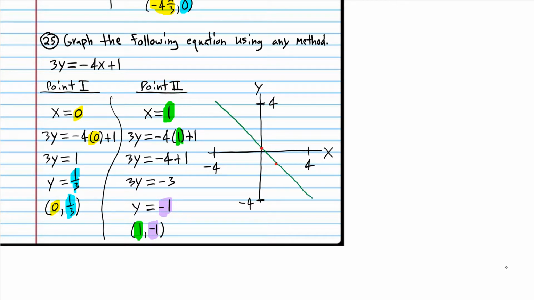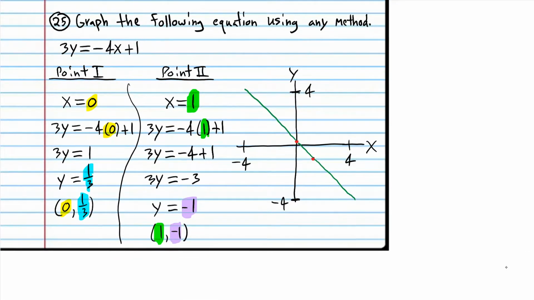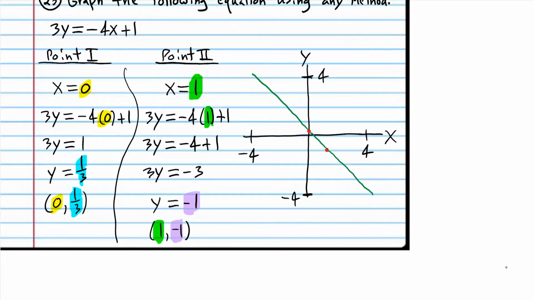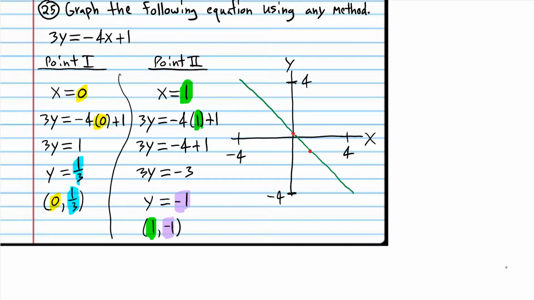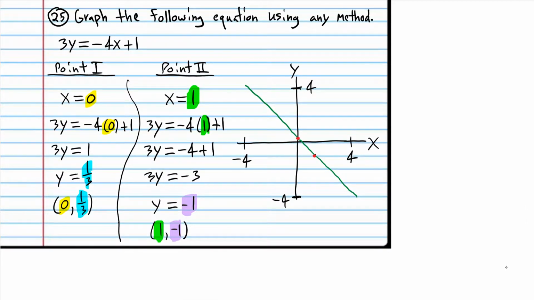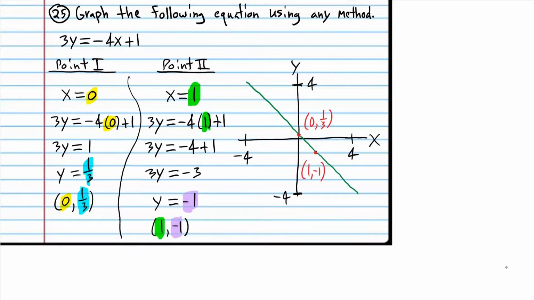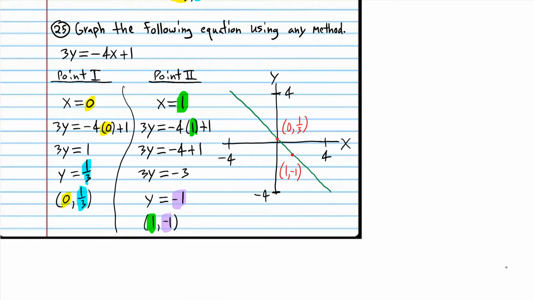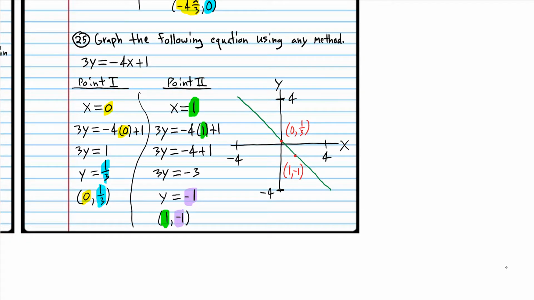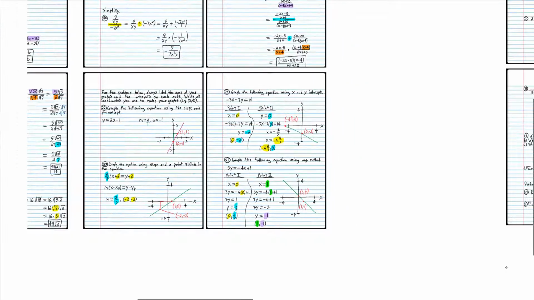So I have the y-intercept, but the other point was not the y-intercept, so that's why I consider this to be method 1. You're not choosing necessarily the x and the y-intercept. Method 2, you must choose both the x and the y-intercept for your points. So now let's label these points. We have 0, 1/3, and for this point we have 1 and -1, and that's it. Our graph is labeled, the axes are labeled, intervals, and the points, and the graph is drawn.